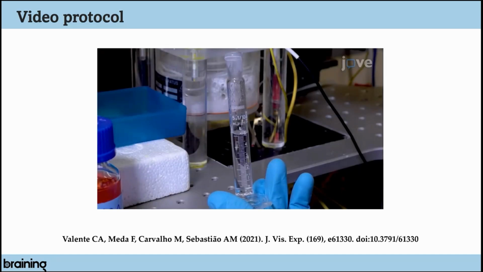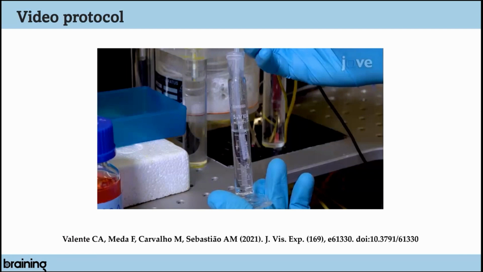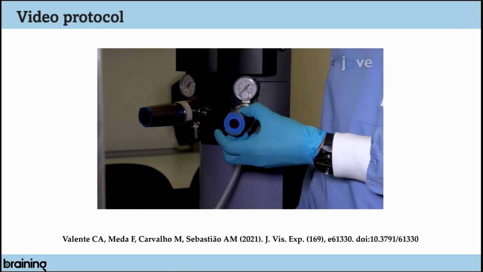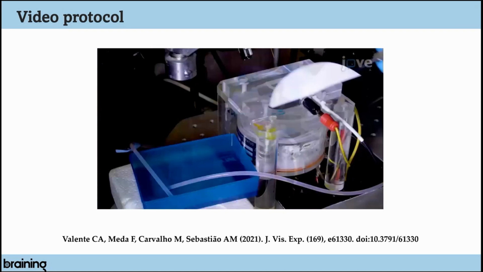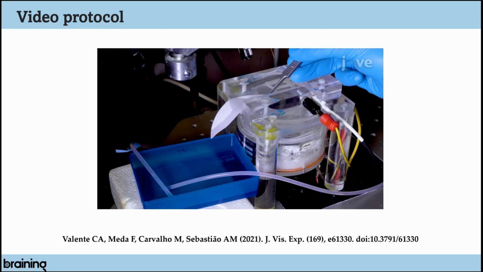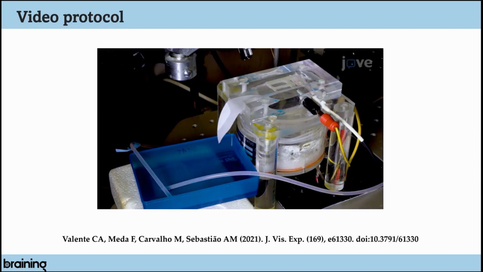Prepare the electrophysiology setup in a closed circuit. Verify that the flow rate of the interface type chamber is set to 2 milliliters per minute and open the carbogen valve. Check the water level in the system and place a piece of filter paper into the interface recording chamber to drain any excess medium.